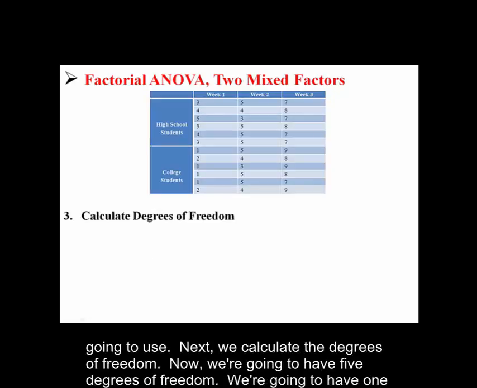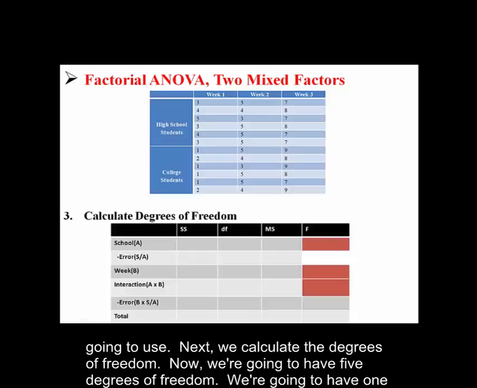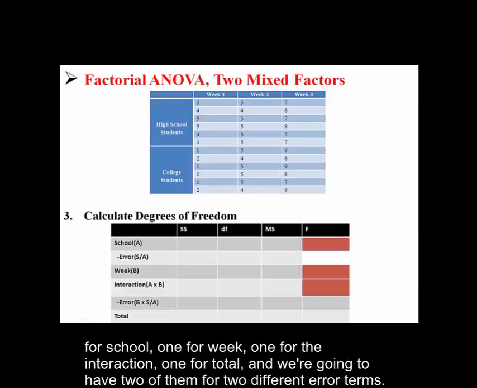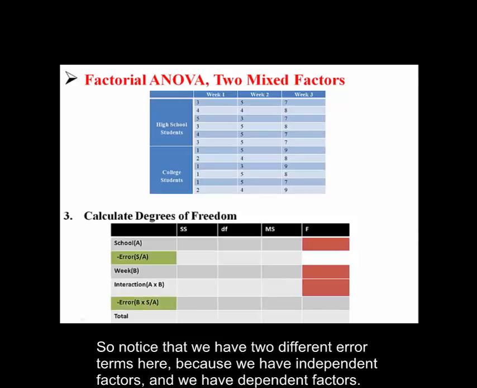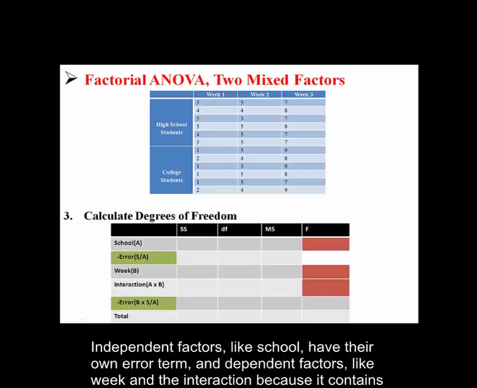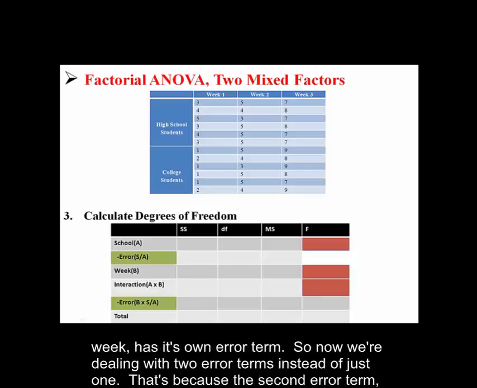Next, we calculate the degrees of freedom. Now we're going to have 6 degrees of freedom. We're going to have one for school, one for week, one for the interaction, one for total, and we're going to have 2 of them for 2 different error terms. So notice that we have 2 different error terms here, because we have independent factors and we have dependent factors. Independent factors, like school, have their own error term, and dependent factors, like week, and the interaction, because it contains week, has its own error term. So now we're dealing with 2 error terms instead of just 1.